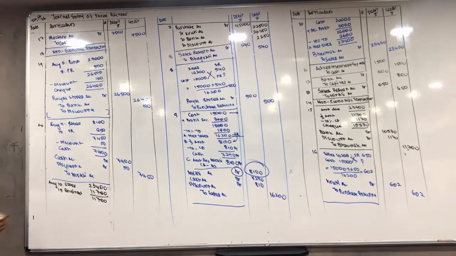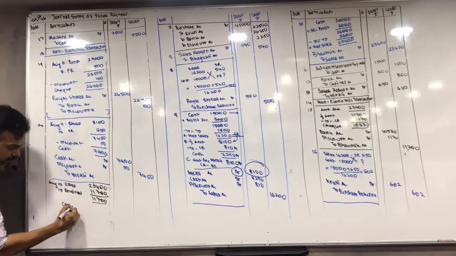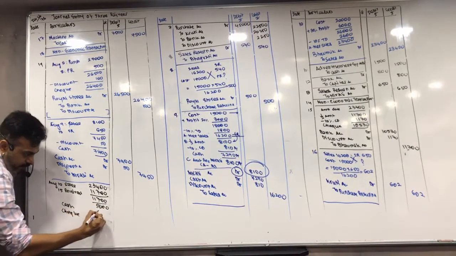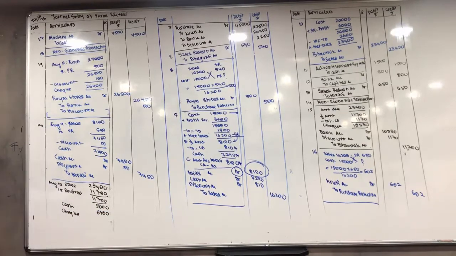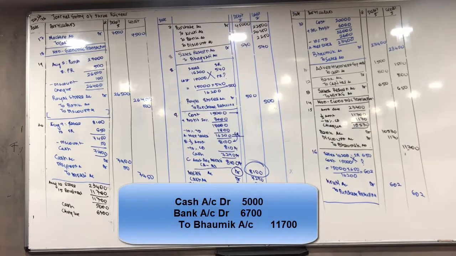No. Now out of 11,700, how much is cash? 5,000 and the remaining amount is check, 6,700. Understood this? Okay, I'll dictate the entry. Cash account debit 5,000. Bank account debit 6,700. To Bhaumik account 11,700.